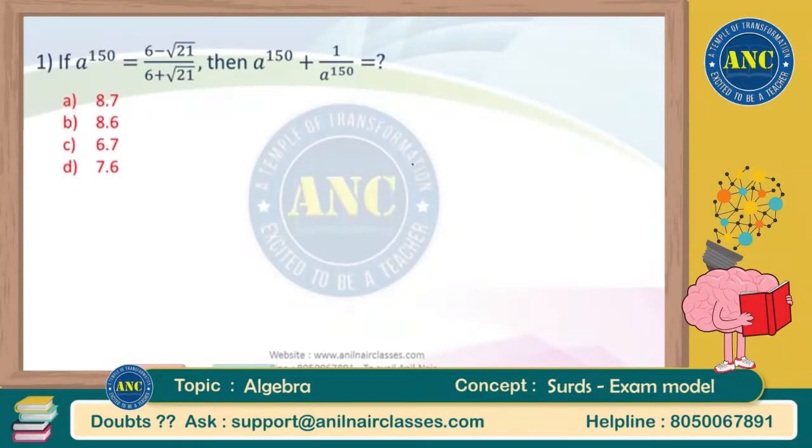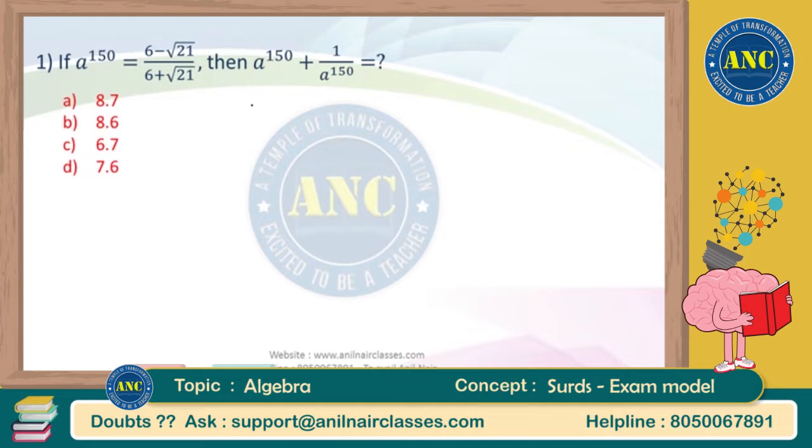Now let us solve some questions on the varieties we have discussed, sir. Now see here, listen to this carefully. First question: if a power 150 is equal to (6 minus root 21) divided by (6 plus root 21), then a power 150 plus 1 by a power 150 is equal to what?